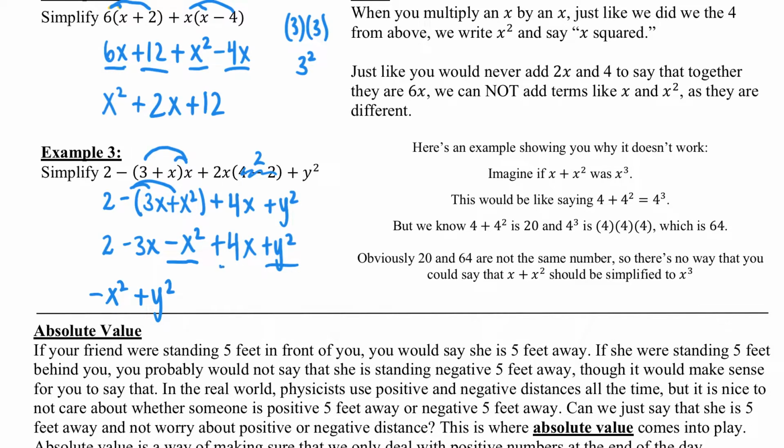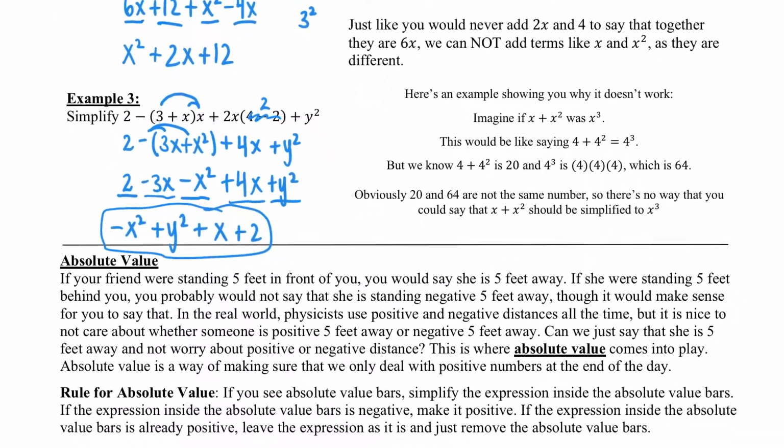What else do we have? Do we have any x's? So we have 4x and negative 3x. When you combine those, if you have 4 of something and you take away 3 of that thing, you're going to have 1 of that thing. So you're going to have plus 1x. I'm not going to bother writing the 1. And then you have plus 2 at the end. So that would be your final resulting expression, the simplified form of this one right here. Okay, so hopefully that's pretty clear.